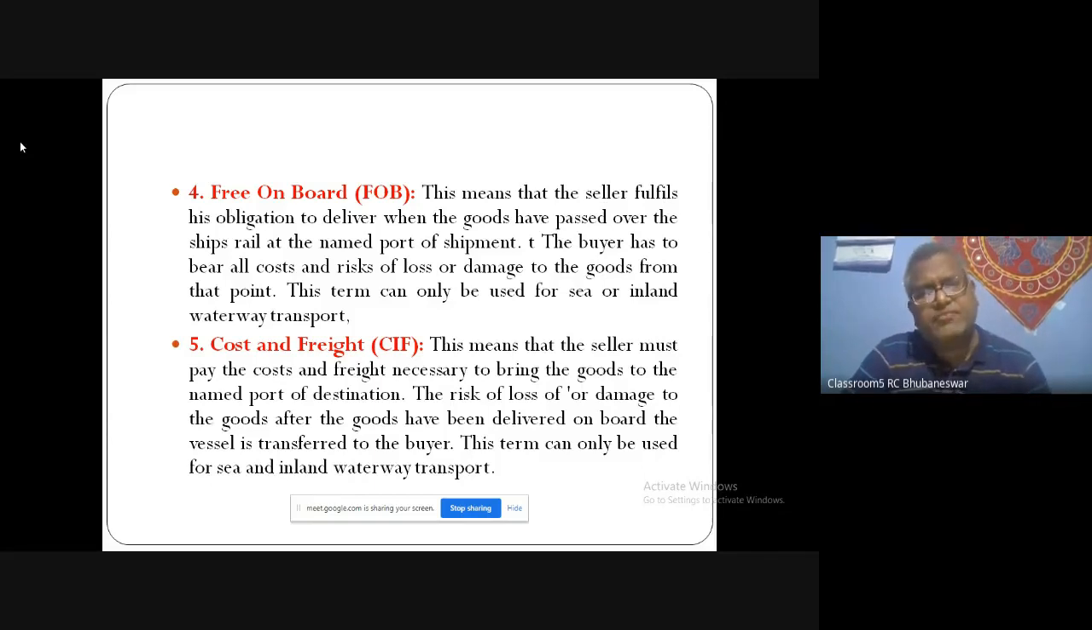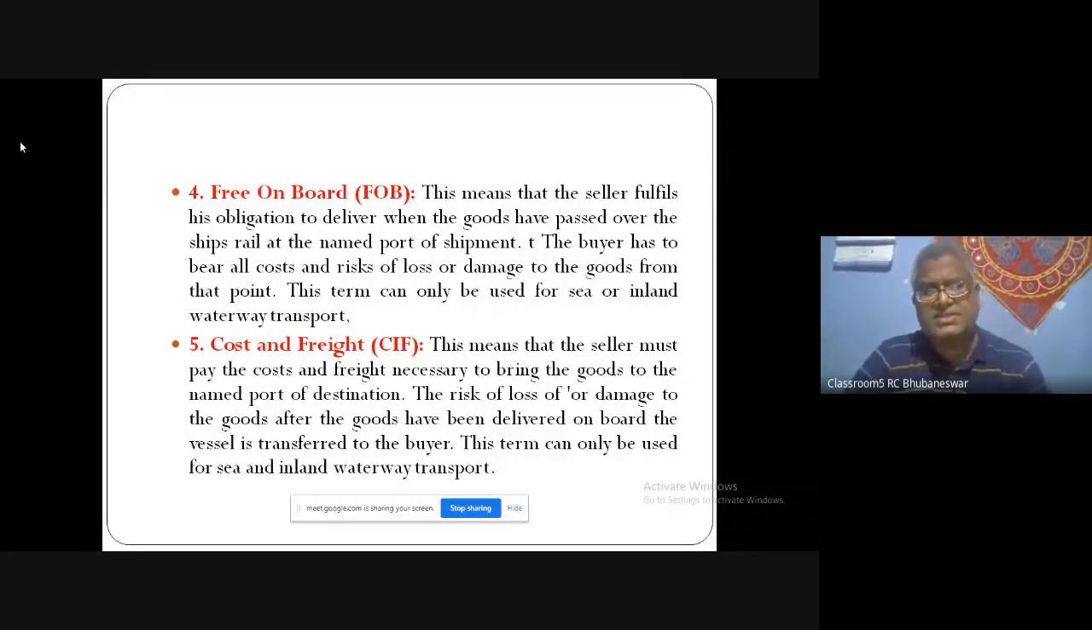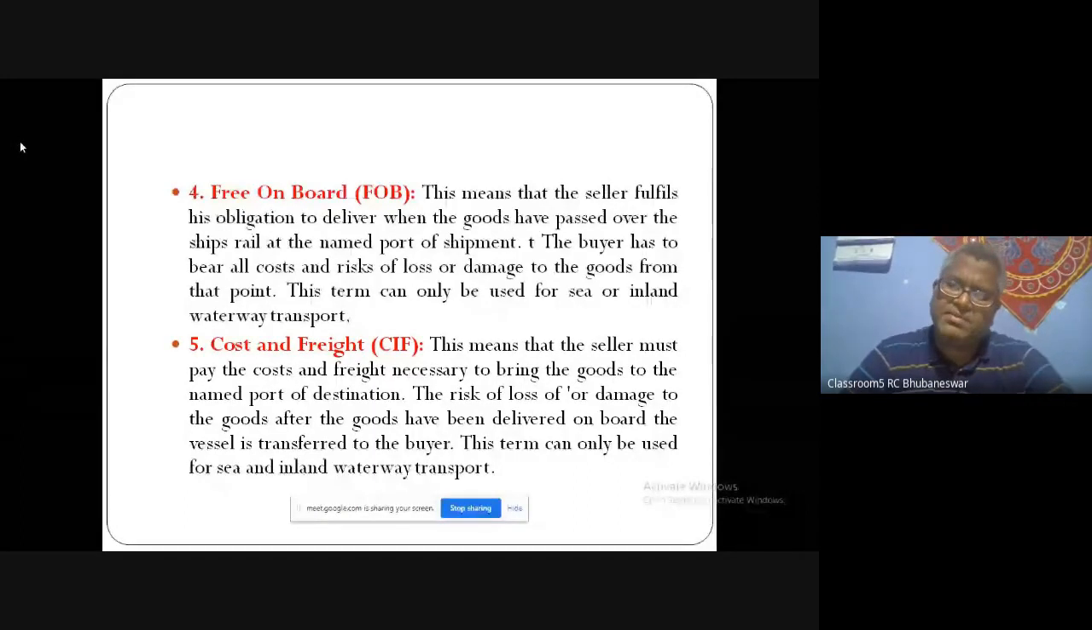Another one is Cost and Freight, CFR. Here the seller must pay the cost and freight up to the destination point. If the seller bears all types of risk or arrangement, that is called Cost and Freight. FOB and CIF, my dear student, you will see several times in your book. FOB is always meant for the seller fulfilling his obligation, but in cost and freight the seller must pay the cost of transporting the goods, the cost of the goods, and the freight necessary to bring the goods to the port of destination. It means any loss arising in transferring the goods to the buyer can be borne by the seller also.